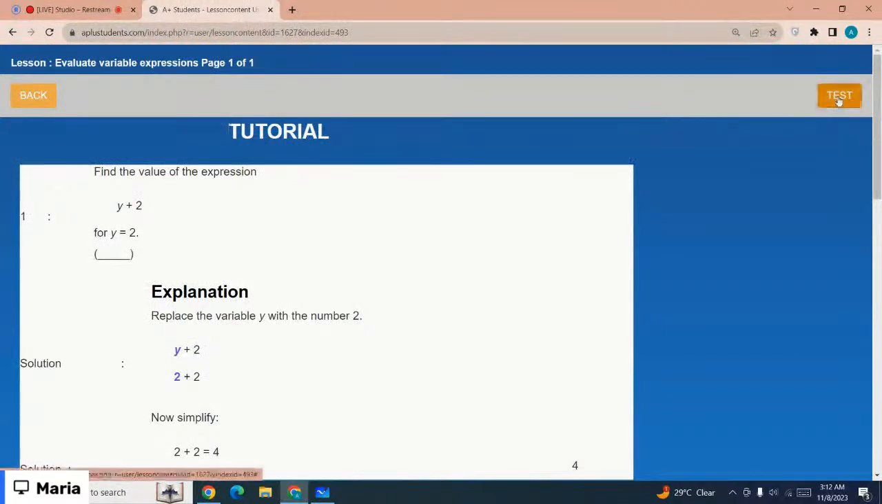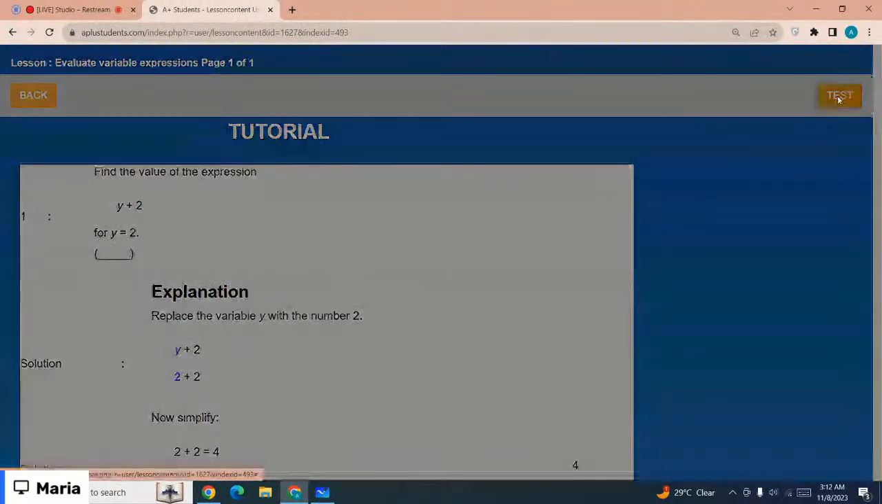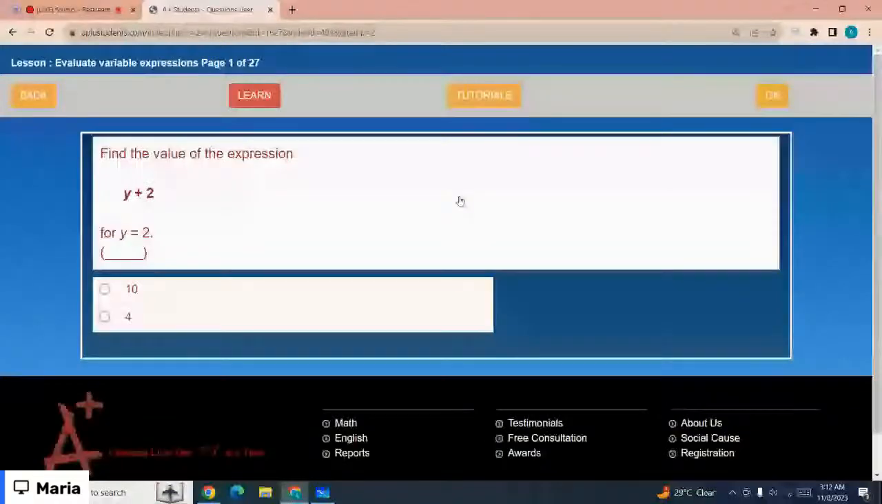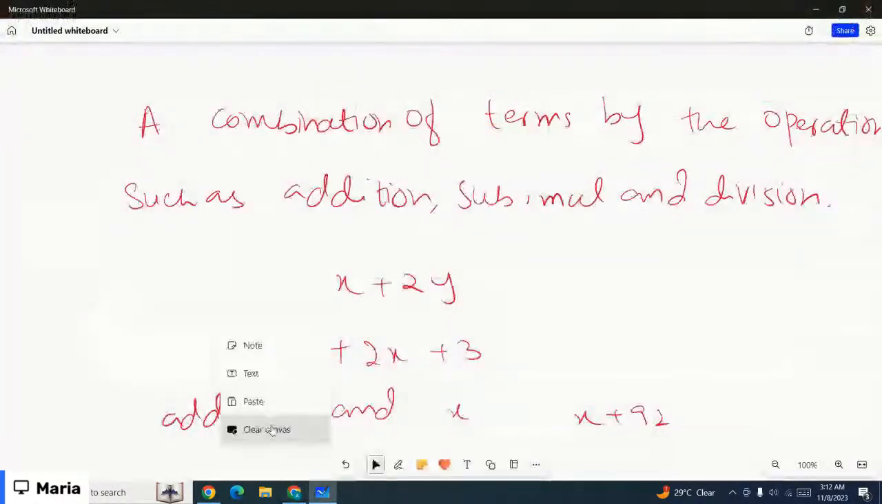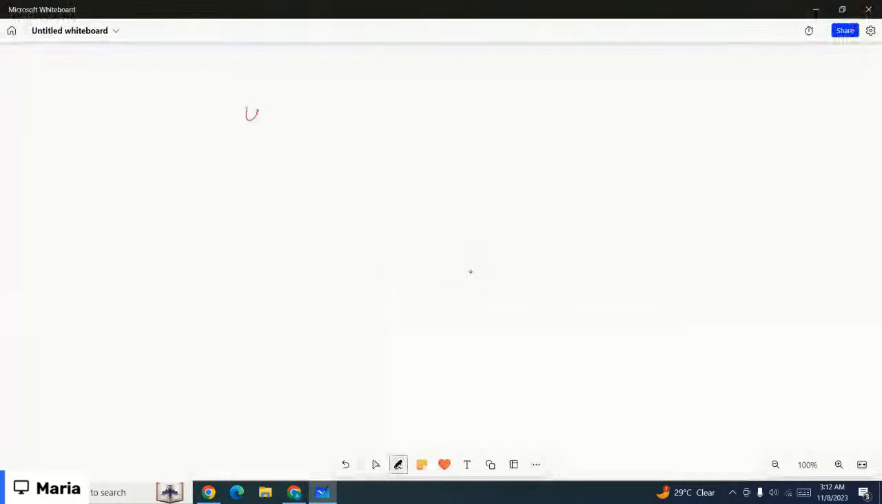So you have to evaluate the variable expression. Look at this example. Find the value of the expression. The expression is y plus 2, and you have to evaluate the expression for y equals 2, right? So simply replace the y with the value and then evaluate. So you have y plus 2. Replace the y. You have to evaluate for y equals 2. So simply replace the y with 2. So 2 plus 2 equals.